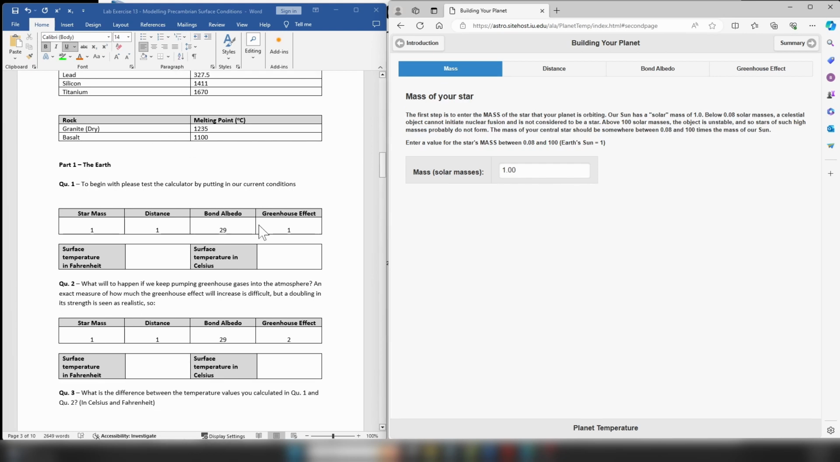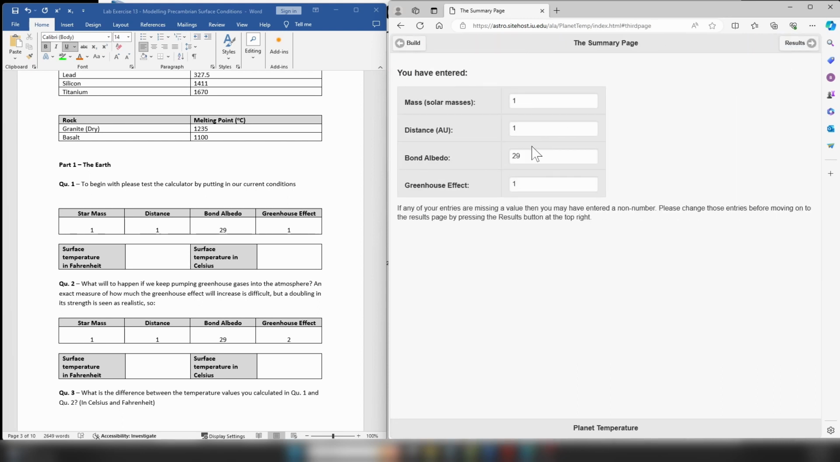Okay, so how are we actually going to produce data for this lab exercise? For part 1, we are going to begin with question 1, and we're going to simply test the calculator by putting in the current conditions for the planet Earth. Now, if we come over here to the calculator on the right-hand side, you'll notice that in the top right, there is a button marked Summary. If you hit Summary, it brings up a table that allows you to change all of these values in one location, rather than having to go through each sub-page. You can just put the values in one go, and there you are.